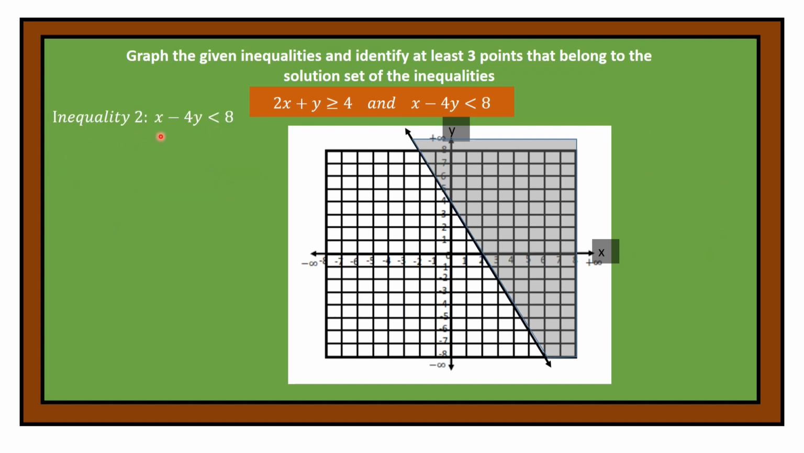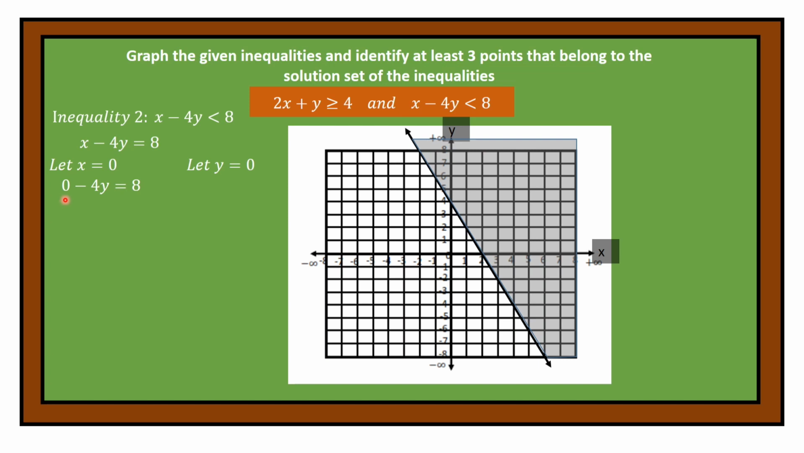Okay, so para sa inequality number 2, we have x minus 4y is less than or equal to 8. So, palitan ang ating inequality symbol ng equal sign. So, magiging x minus 4y is equal to 8. Next, igagraph natin ang linear equation at gamitin ulit natin ang x and y intercept. So, let x be equal to 0. So, palitan ang x ng 0.